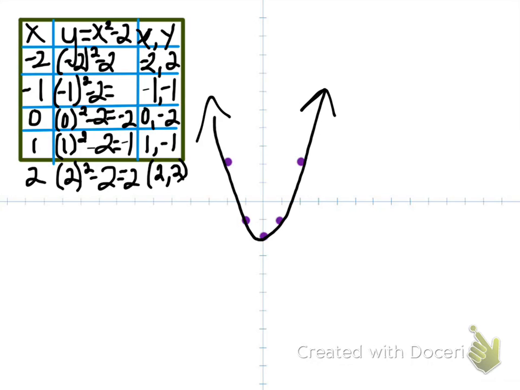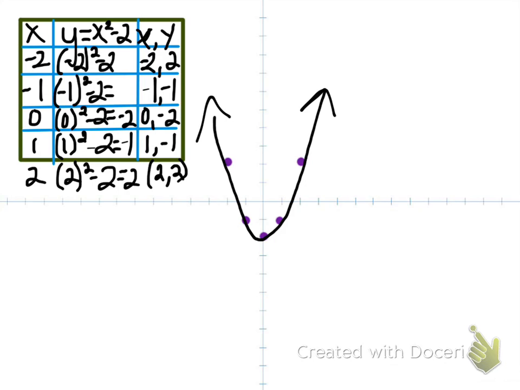The next one we plug in -1, and -1 times itself is a positive 1. Positive 1 minus 2 is -1. So our ordered pair becomes -1, -1. The next thing that we would plug in is 0, and 0 squared would still be 0, minus 2 would give us -2. So we would end up with 0, -2.